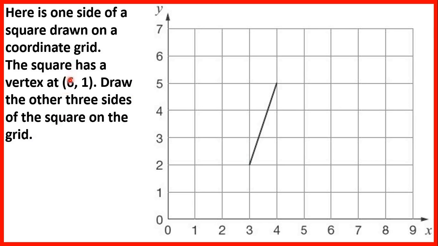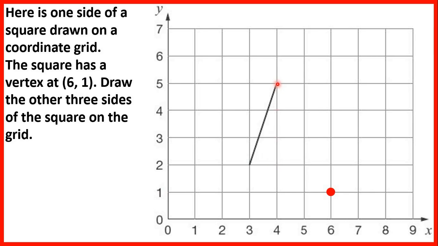So it has a vertex at 6, 1, and when we're reading coordinates, it's always the x coordinate first. So we have 6, and then the y coordinate is 1, so we can plot a vertex here. That's 6 because we go down for the x coordinate, and then 1 because we go across for the y coordinate, which is the second number.